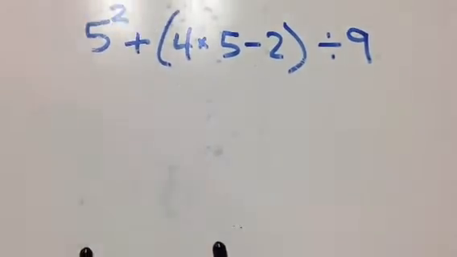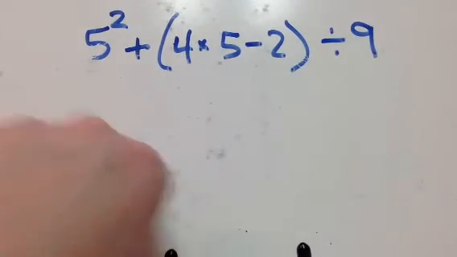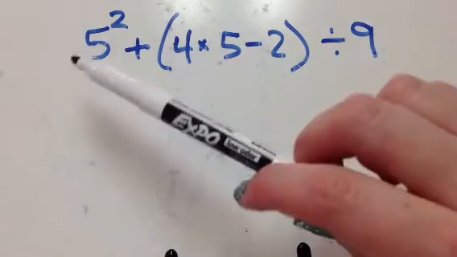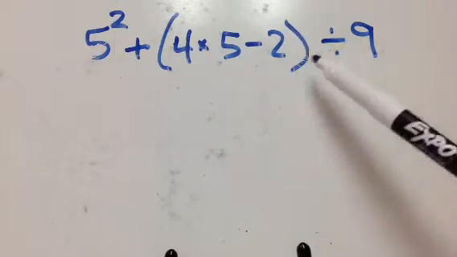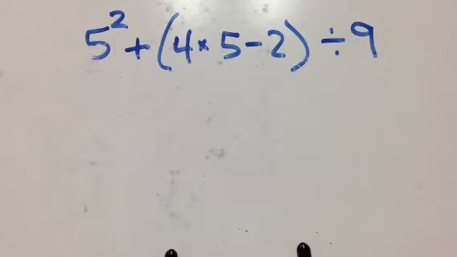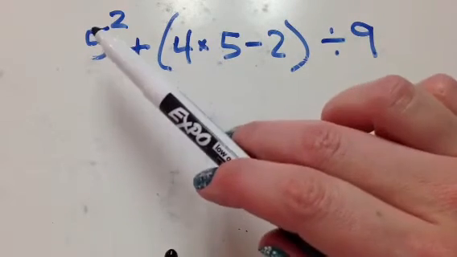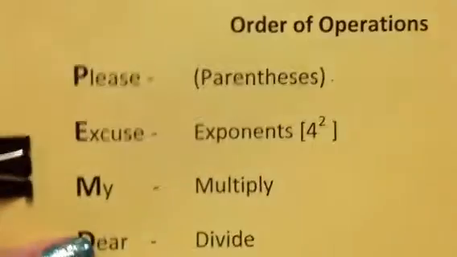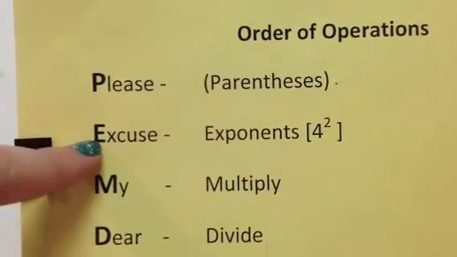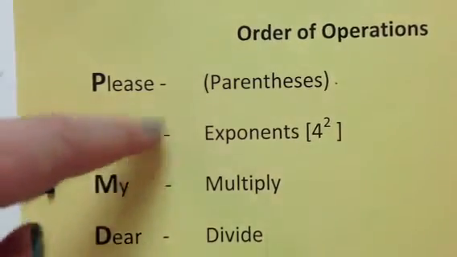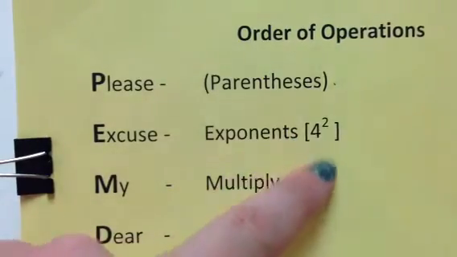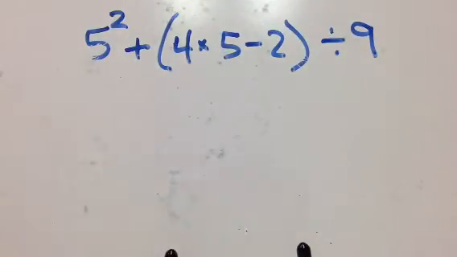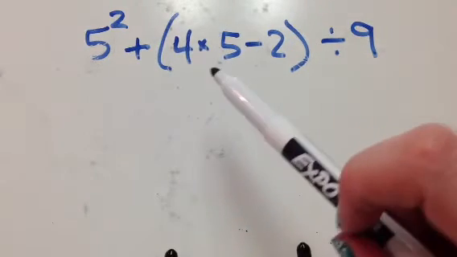Look at this one. Let me get it squared on the screen here. So 5 to the second plus this whole thing, 4 times 5 minus 2 divided by 9. So this is incorporating an exponent, and we haven't really talked about those yet. If you look, it's the second thing, the E on our order of operations. We have to solve exponents as the second thing after anything with a parenthesis. So let's go ahead and solve the stuff in the parentheses first.